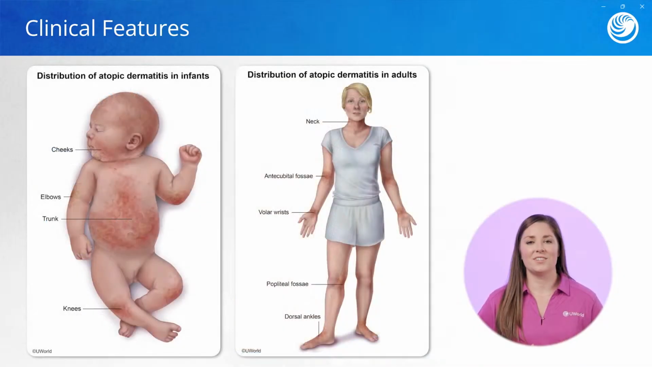We may see different distribution patterns of atopic dermatitis of clients in different age groups. In infants, it's common to see atopic dermatitis all over the body, so we can see it on the cheeks, the trunk, the elbows and knees. In older children or adults, we typically see it more on the extremities, so the neck, more flexural antecubital folds, such as the inner elbows and behind the knees, and on the ankles.